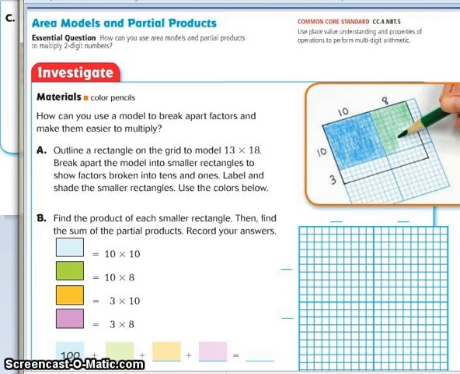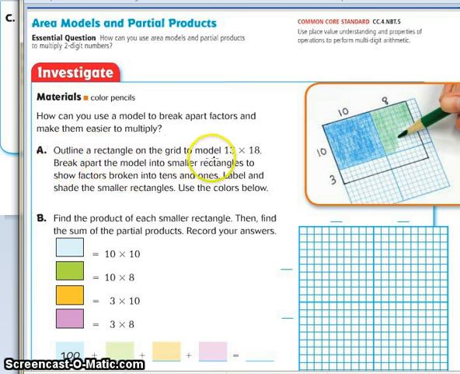Models and partial products. How can you use area models and partial products to multiply two-digit numbers? That is our essential question. Let's investigate. How can we use a model to break apart factors and make them easier to multiply? Think about when we did this in topic 2. We're going to do it again, but with two-digit and two-digit numbers.